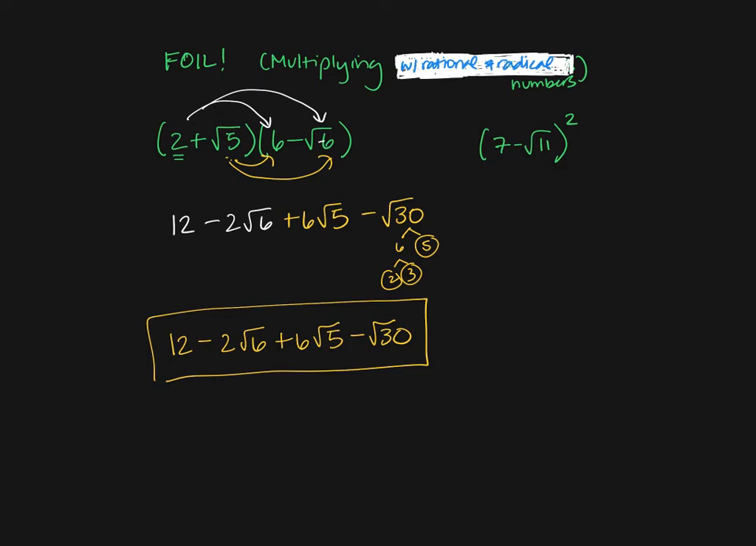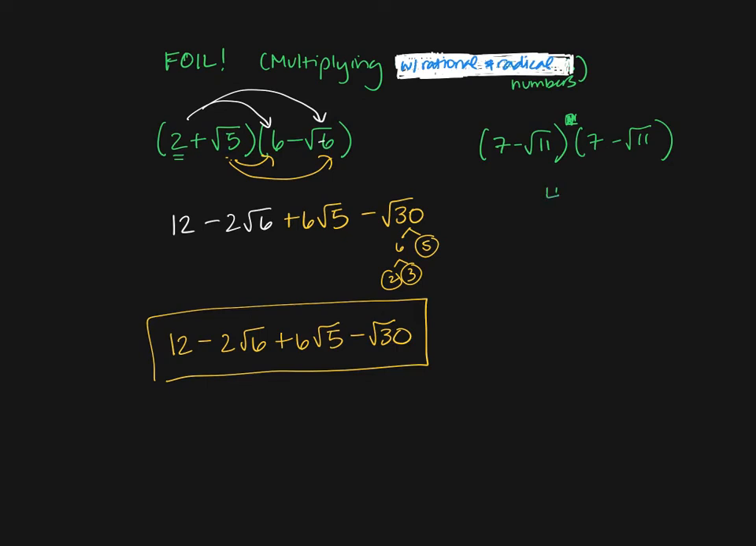We're going to try an example here where it does work out really well. So what we're going to do is 7 minus the square root of 11, squared. You can't just distribute that squared. I wish. We have to remember that this is what 7 minus the square root of 11 squared really is. So again, you're going to FOIL this.